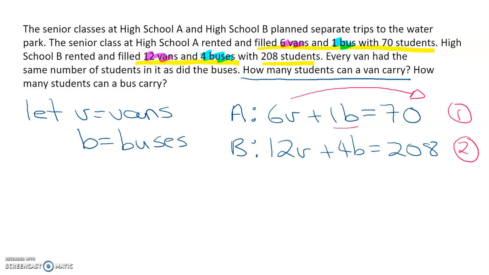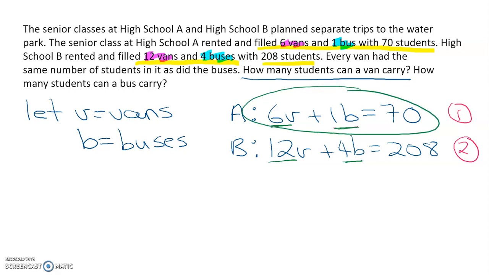When using elimination, we need to make the coefficient of v or the coefficient of b the same. And we're only allowed to use division and multiplication to achieve that. So I'm going to multiply this first equation by 2 so that my v coefficients are the same. And I'm going to rewrite that equation.